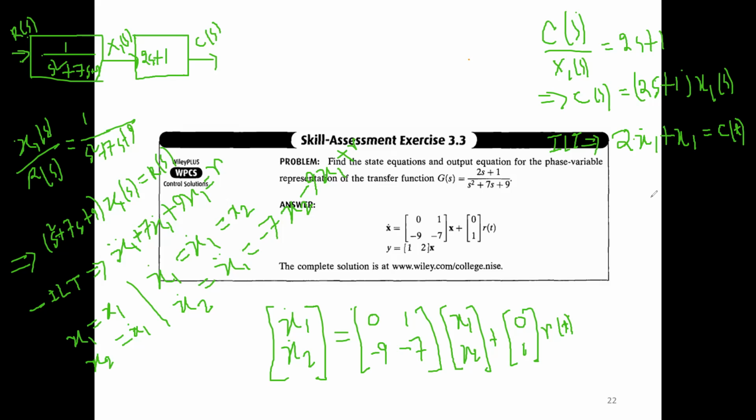C, actually C or Y, whatever, they took this as Y. You can write C, no problem. So what would this be? Let's say we take it like this: x1 is equal to x1, x2 is equal to x1 dot. If you take the differentiation, then x1 dot is equal to x2.